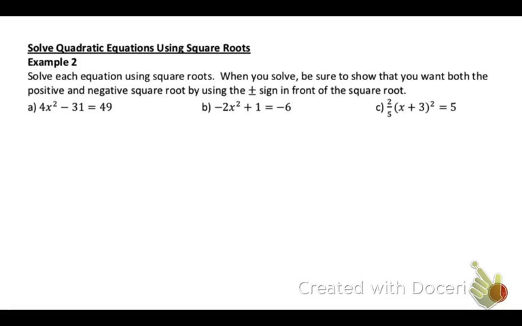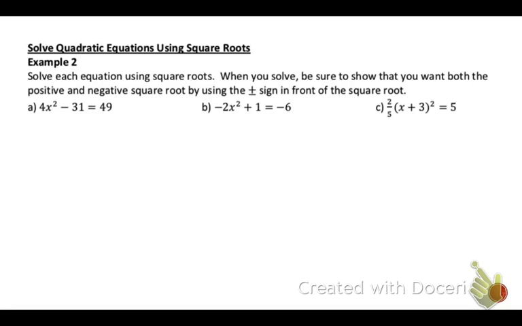So if you look at A, B, and C, we can solve each of these equations using square roots. When we solve, we need to be sure that we show that we want both the positive and the negative square roots, if that's appropriate. And you can do that by using a plus or minus sign in front of the square root.